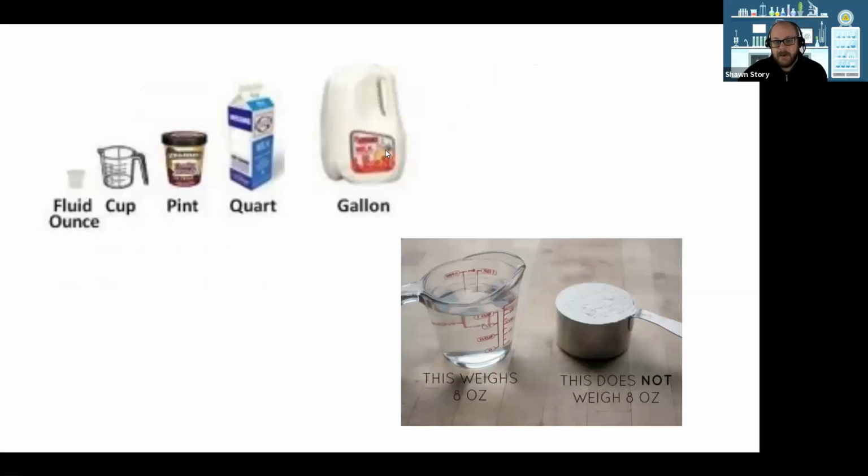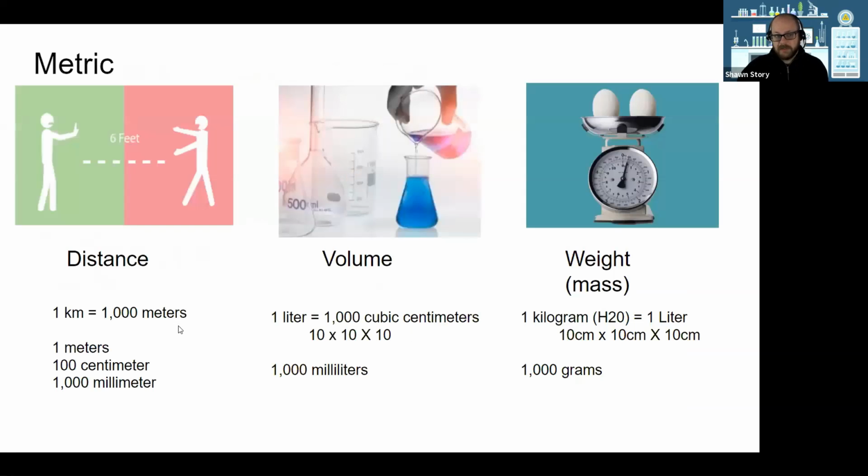So here is a picture of what I was just explaining. We have fluid ounces and we have weight, which is totally different, right? They're not the same. Here we are measuring the volume of something, and here we're measuring the weight of something. So not the same. All right. Any questions so far?